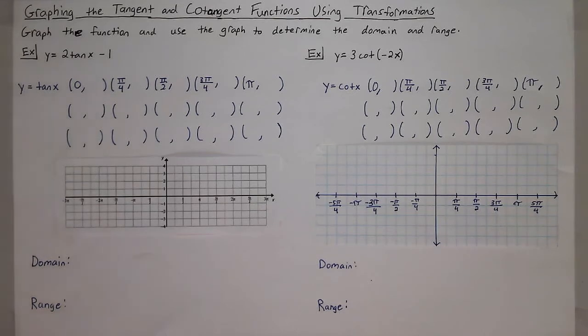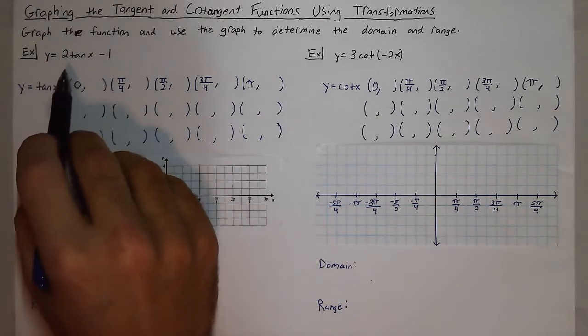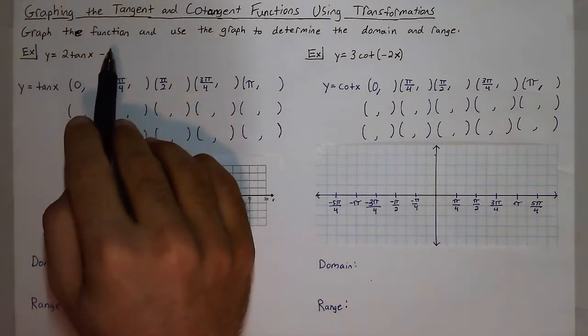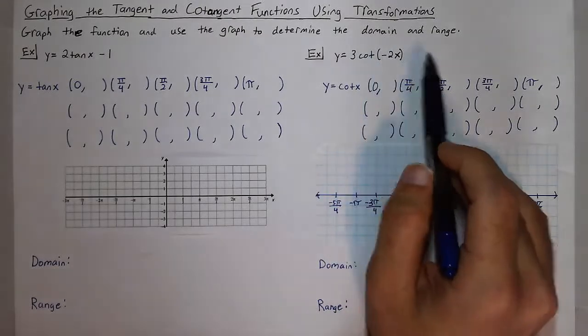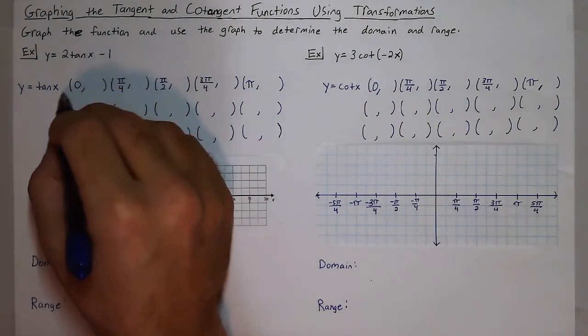In this video, we're going to learn how to graph the tangent and cotangent functions using transformations. So we're going to start with y is equal to 2 tangent of x minus 1. Now we're going to start by graphing this function, and then we'll use that graph to determine its domain and range. But before we get started, let's go over what the key points of tangent of x are.